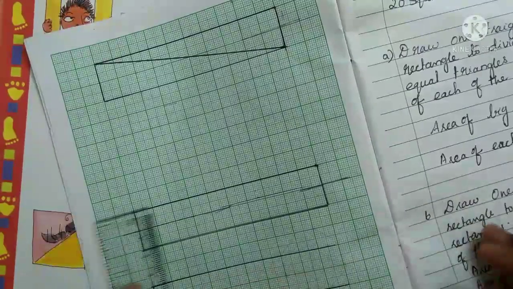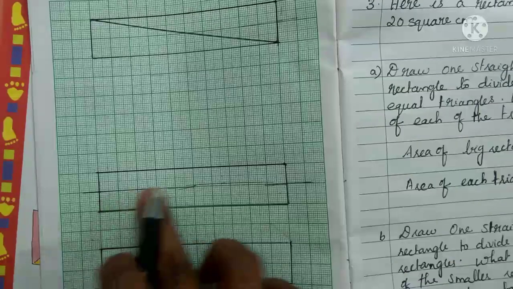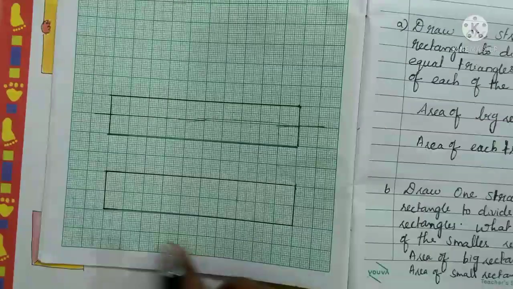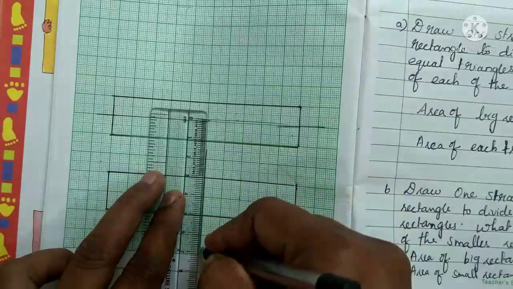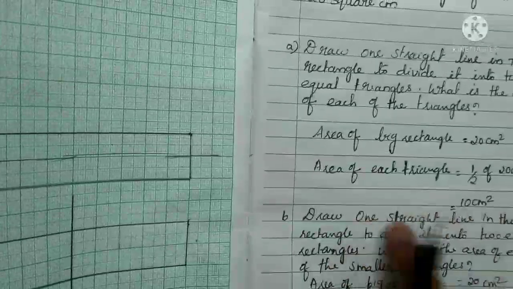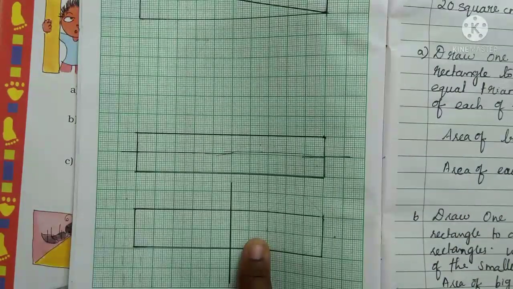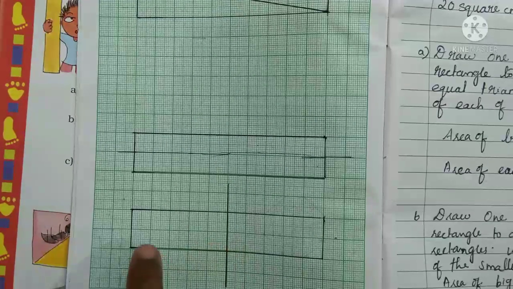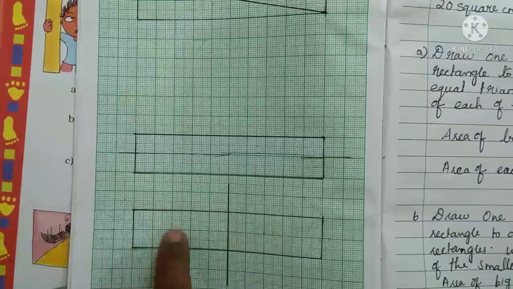First, I can cut this big rectangle using the horizontal line, but here I can cut these lines using a vertical line. So in this question there is no mention of which line we want to use. So we can use a horizontal line, otherwise we can use a vertical line. So in both cases, the small rectangle has the area 10. Here also 10, here also 10.